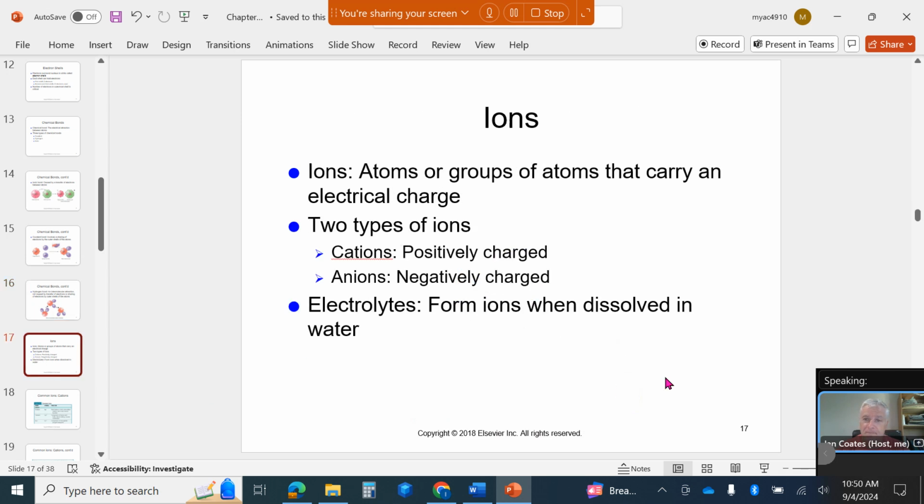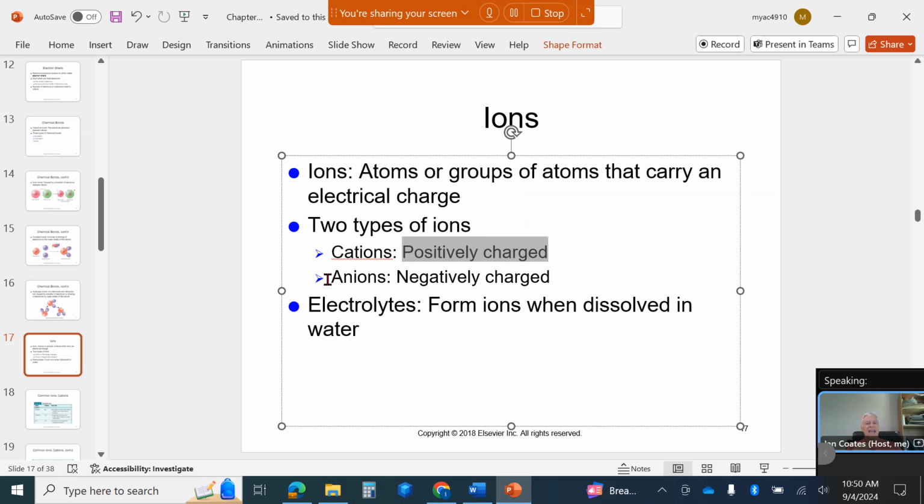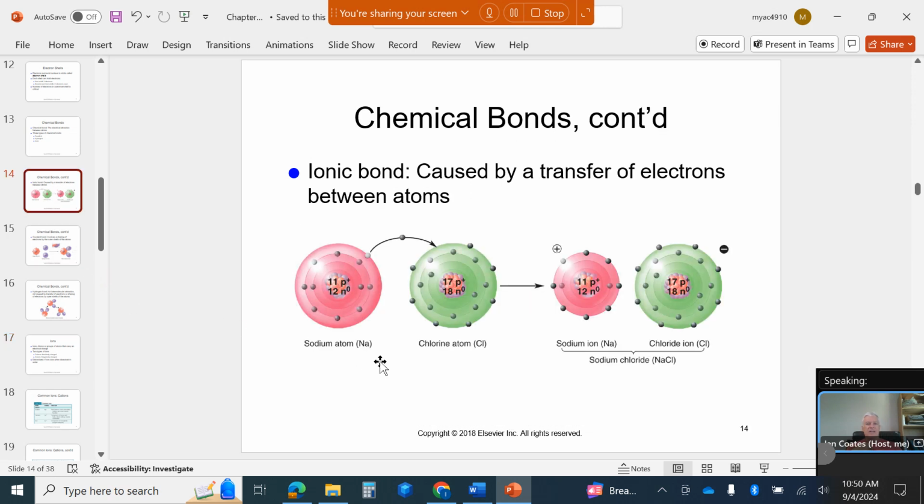That's how it works. So ions here are atoms or groups of atoms that carry an electrical charge. There are two types. There's what we call a cation, which is a positive charge, and an anion, which is a negatively charged atom. So getting back to here, a positively charged atom, we call this a cation. Ion is any atom with a charge, but a cation is a positive ion. An anion is an ion with a negative charge.